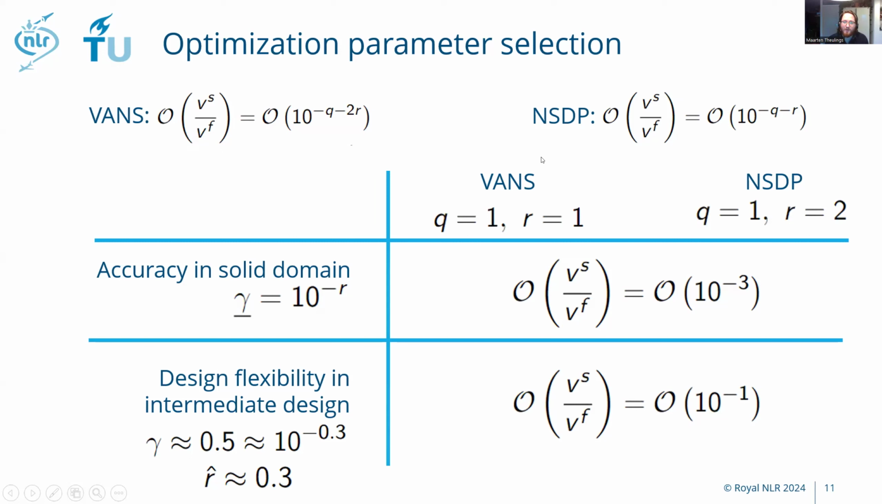So then I select for both the Vance and the NSDP equations the Q of 1, but to increase the flow reduction in the solid domain for the NSDP equations, I need a really low lower bound on my fluid volume fraction. So there I need Rs2, and for the Vance equations I need Rs1.